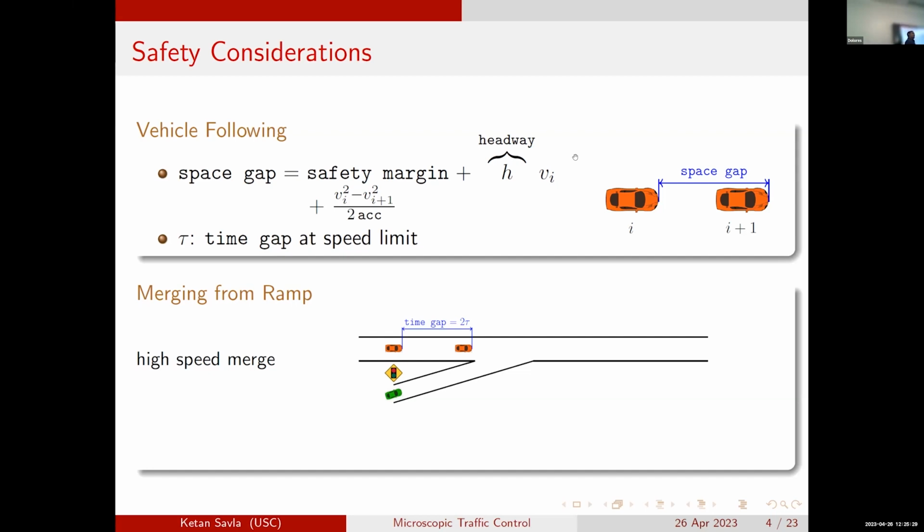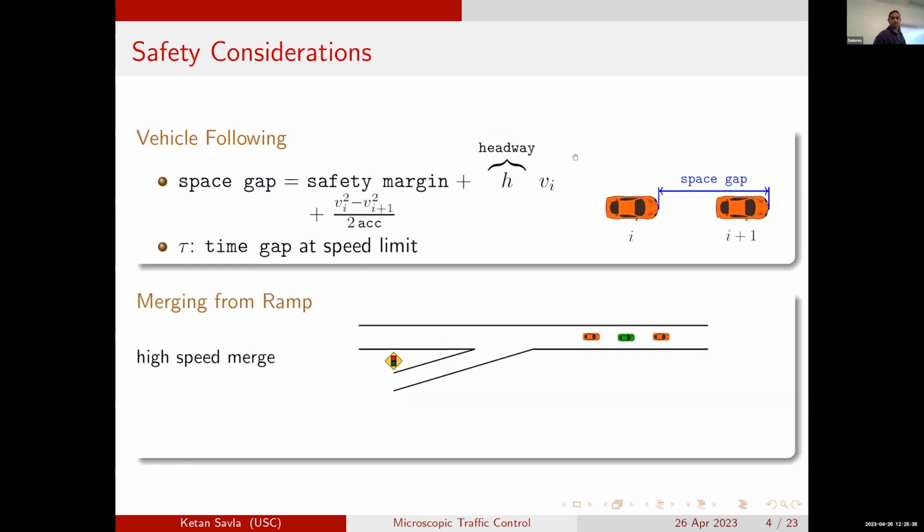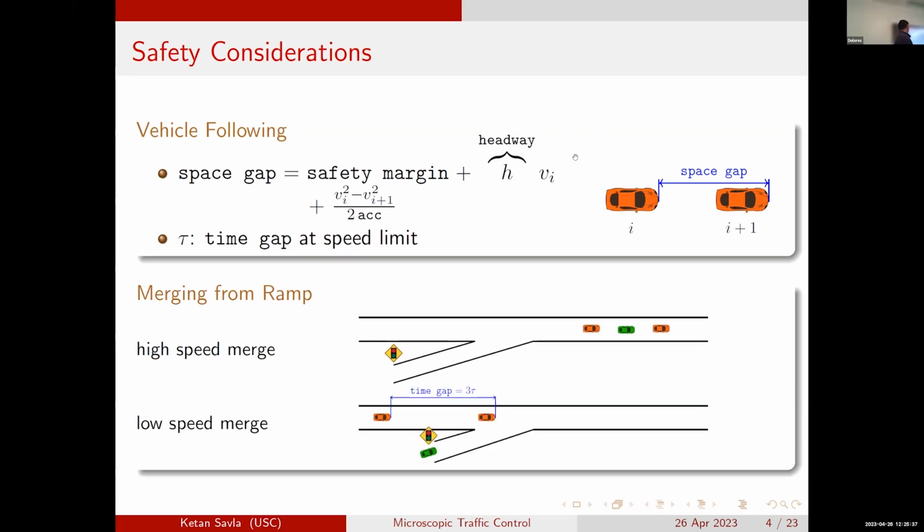If the ramp is not long enough, what do you think this gap should be? Should it be more or should it be less? It should be more, right? Because then what you need to look out for is a bigger gap. So let's say this ramp is short. What that means is that even if this vehicle starts from rest and uses full acceleration, by the time it reaches the main line, it's not going to achieve the speed limit, right?